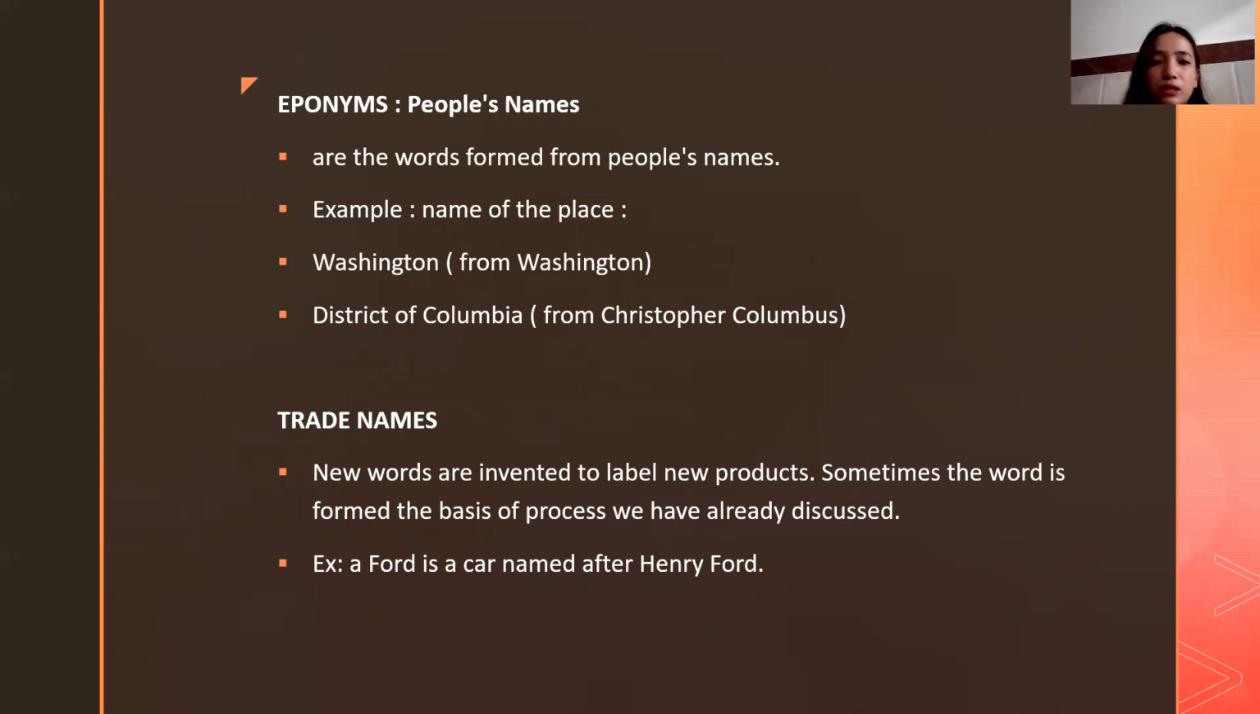Eponyms are words that are formed from people's names. Examples: names of places, Washington from George Washington, District of Columbia from Christopher Columbus. Trade names are new words invented to label new products. Sometimes the word is formed from the basic processes we have already discussed. Example: Ford is a car named after Henry Ford.